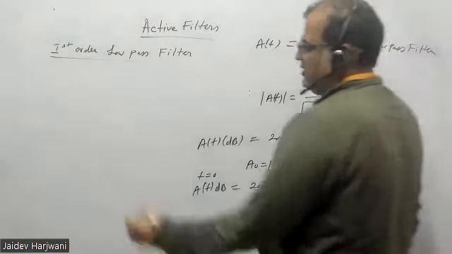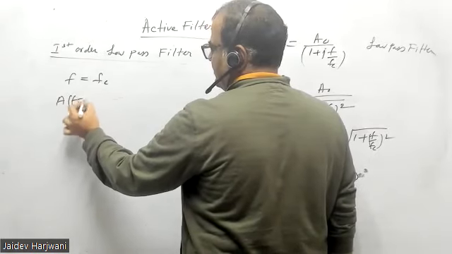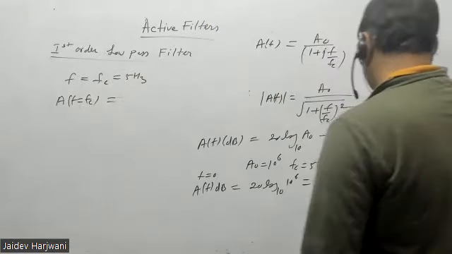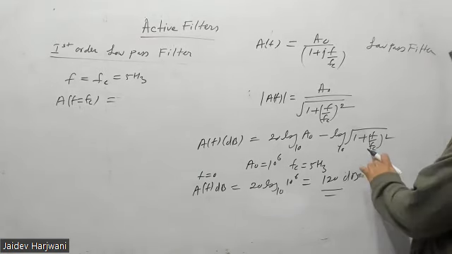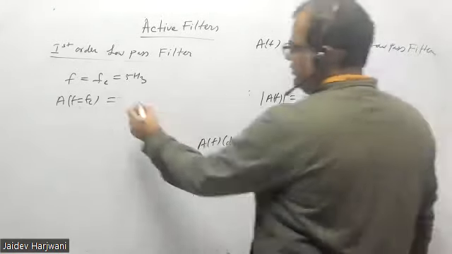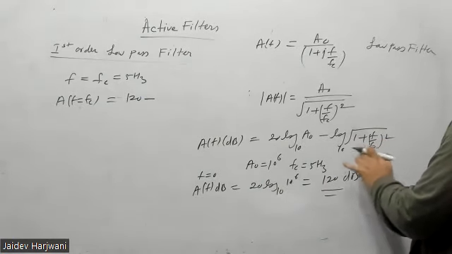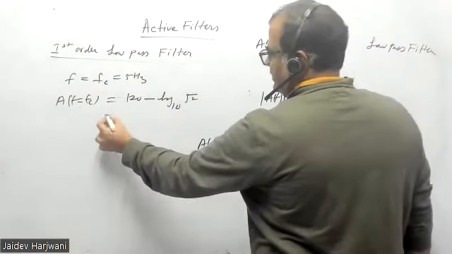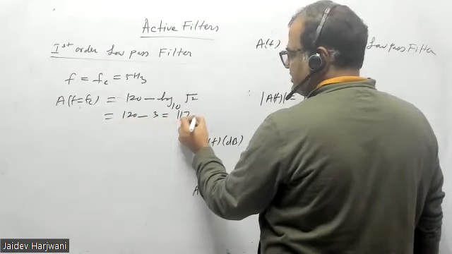Now what happens if my f is equal to fc? Then my gain at f equal to fc, that is 5 hertz. Now I am putting f equal to fc, 5 hertz. So this will cancel out. This will remain the same. This is 120 minus, 5 by 5 is 1, so 1 plus 1, under root 2, and 20 log of root 2 is almost 3. So this comes out to 117 dB.